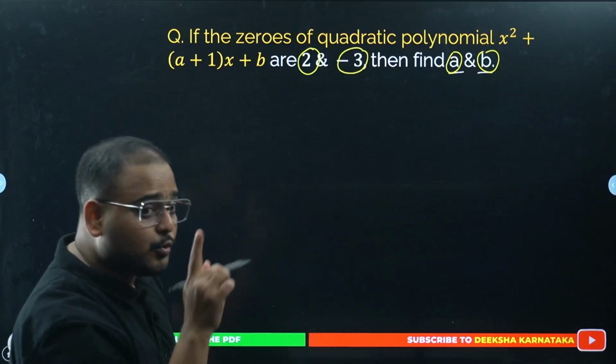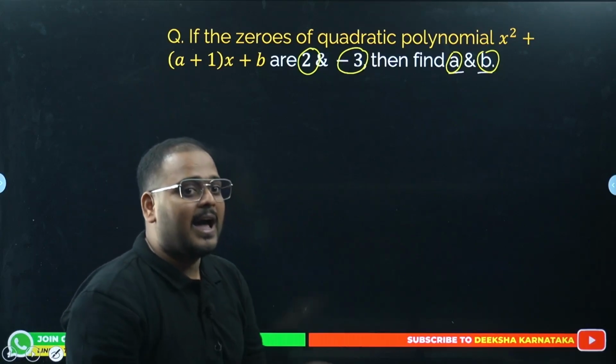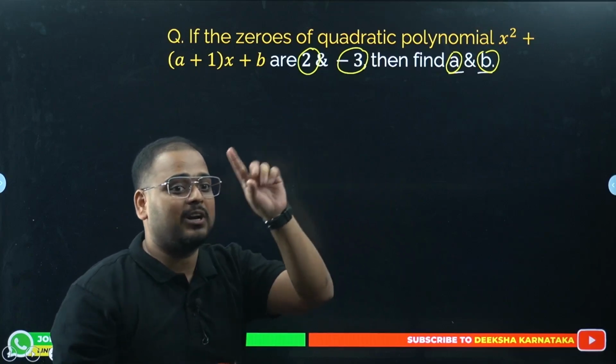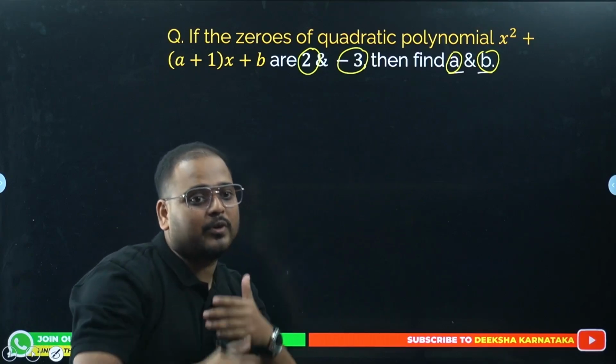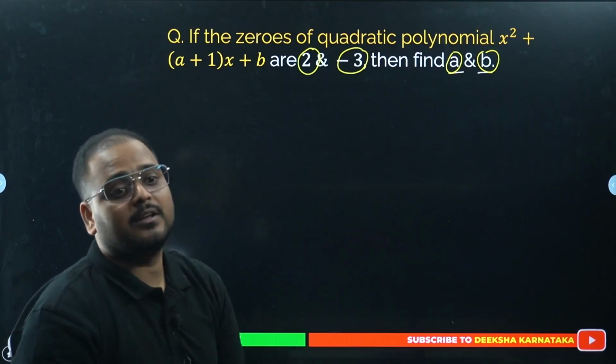So let's use 2 ones to get one equation, and let's use minus 3 ones to get another equation, and we'll solve the two equations to get our final answer.